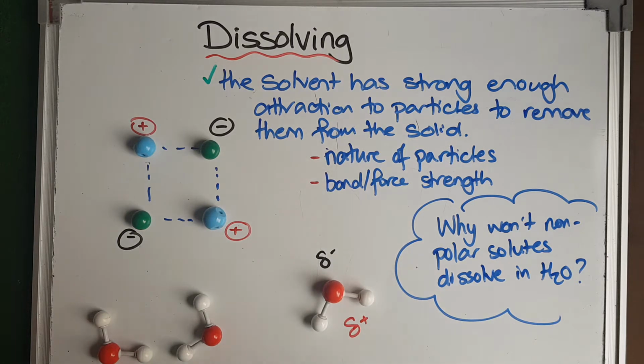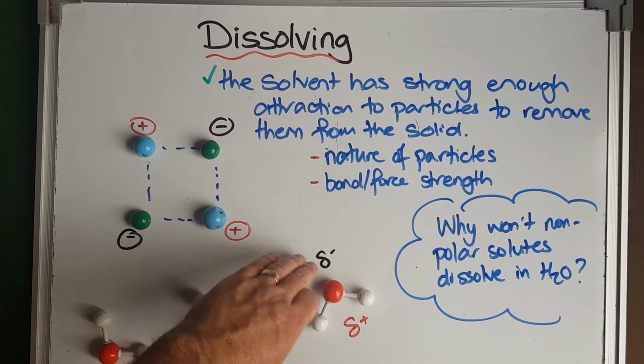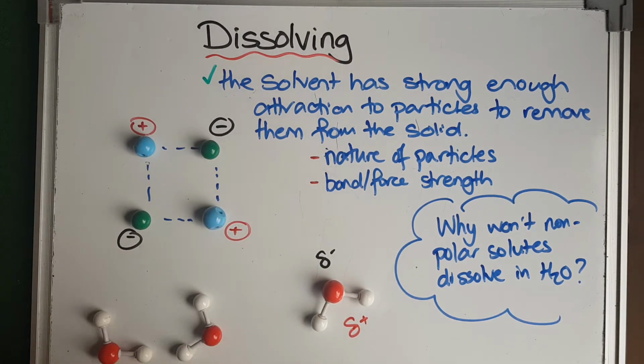Then we also found that polar solvents will also dissolve ionic substances because they've got charges and the polar solvent has got a permanent dipole. So it's got a slightly negative side and a slightly positive side. So those were our general rules that we learnt last year. But this year we have to explain why.